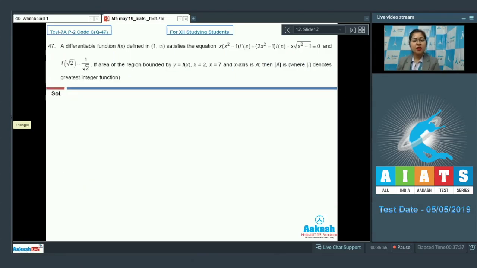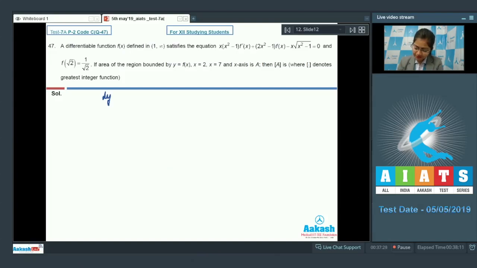Next is question number 47, which says that a differentiable function f(x) defined on 1 to infinity satisfies the equation x into x square minus 1 into f dash x plus 2x square minus 1 into f(x) minus x into under root x square minus 1 is equal to 0, and f of root 2 is equal to 1 by root 2. If the area of the region bounded by y equal to f(x), x equal to 2, x equal to 7 and the x-axis is A, then we have to find the greatest integer of A. Basically, we have to find the function f(x) here.